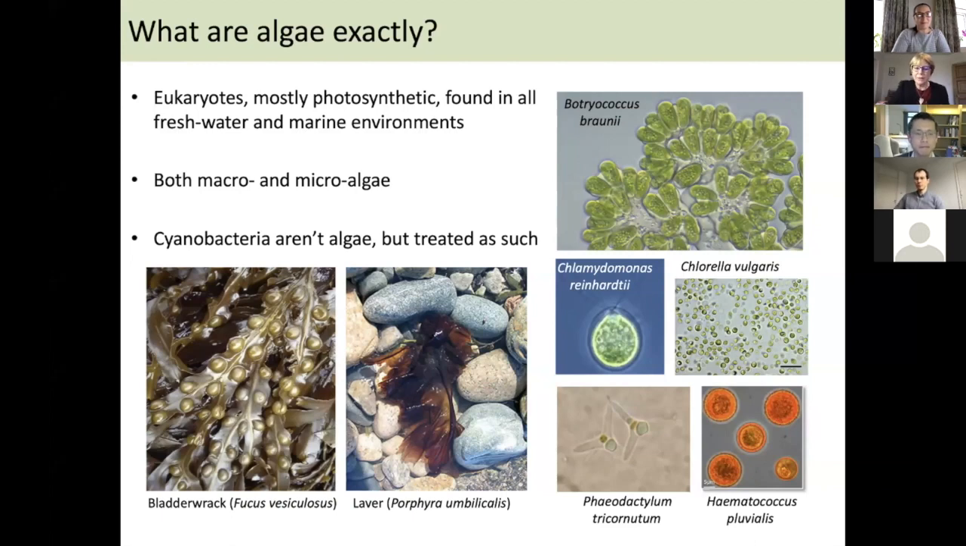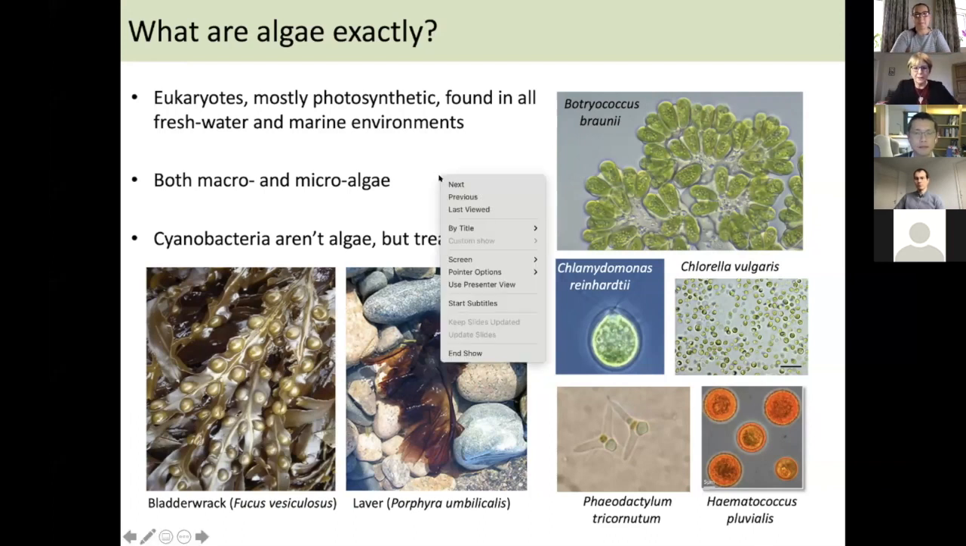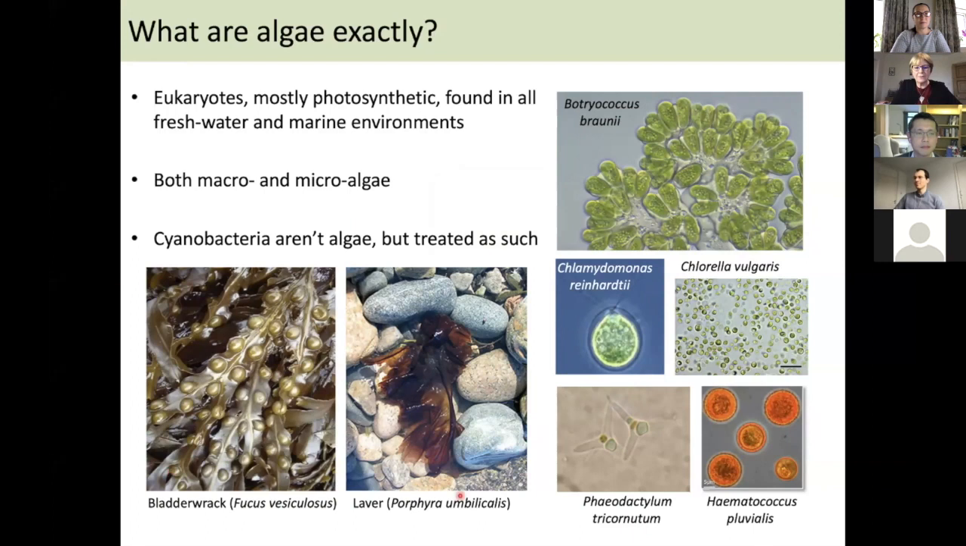Now, there are two very broad categories of algae. On the left down here, you can see macroalgae, or seaweeds. You might be familiar with them from the seashore, like bladderwrack here, or laver. And laver is also used for making laver bread. On the right, I've shown a number of different examples of microalgae, and it's indeed microalgae that we study, and that's what I'll be talking about for the rest of the talk.